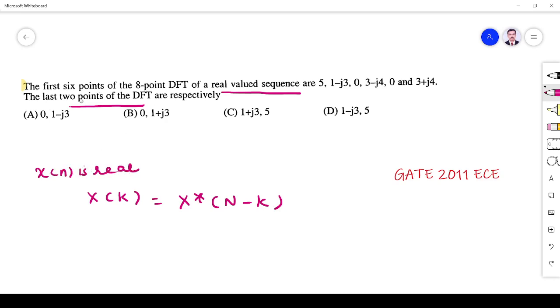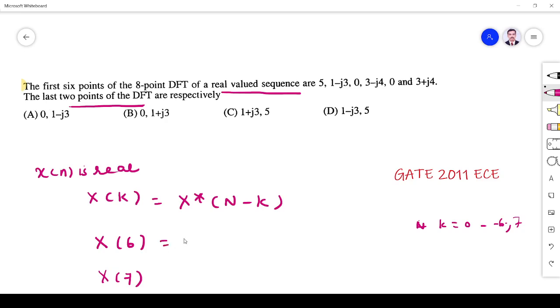Right, so what they are asking is the last 2 points. Last 2 points means X of 6 and X of 7, because it is an 8-point DFT. An 8-point DFT means it will go from k equal to 0 to 7. So the last 2 points are 6 and 7.